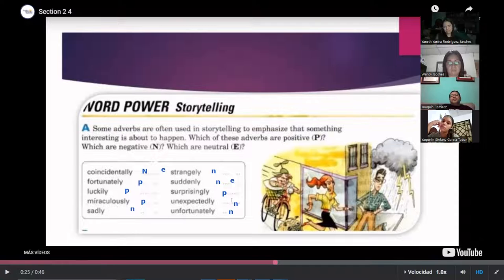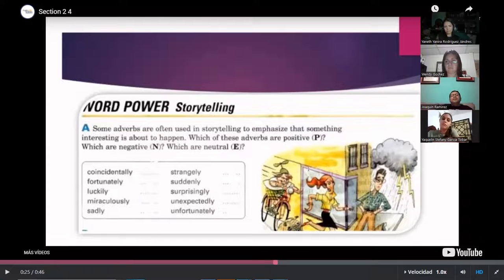Inesperadamente. It's negative, right? No, it's like a surprise. Yeah, it could be. I think it could be neutral. It depends on the situation, right? Oh, all right. Unfortunately is definitely negative. Okay. Negative. So I think the meanings are clear.